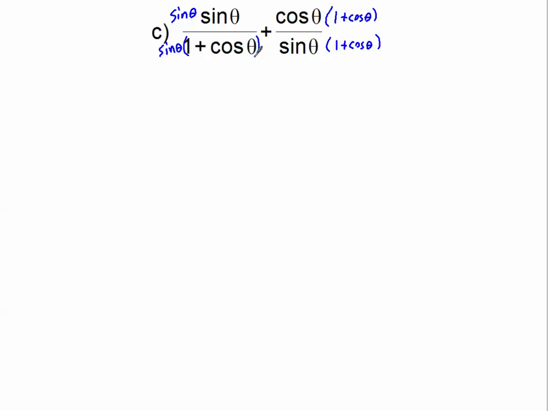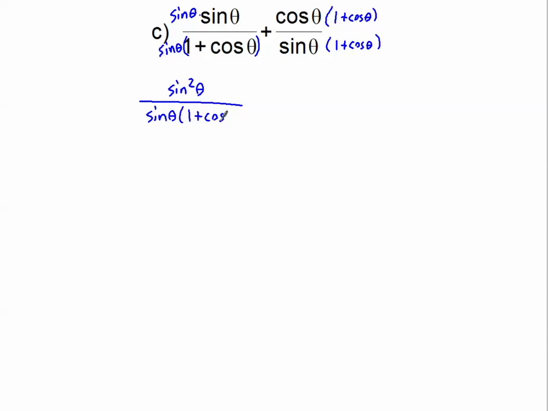Put that in parentheses, I guess. So I'm multiplying this fraction by sine over sine, and I'm multiplying this fraction by 1 plus cosine over 1 plus cosine. Let's see what happens here. The numerator up here is going to be sine squared. The denominator is going to be, I'm just going to leave it as sine times 1 plus cosine for right now.